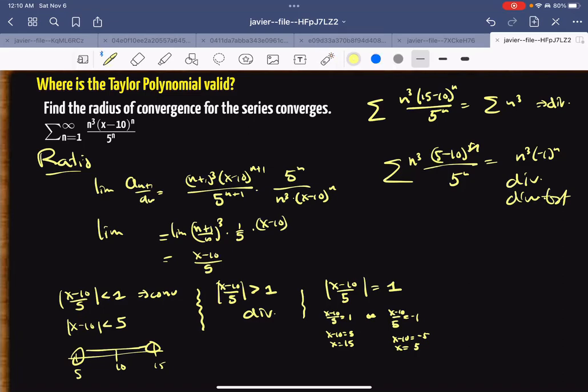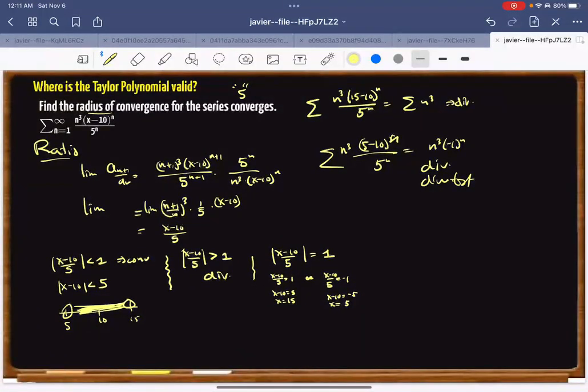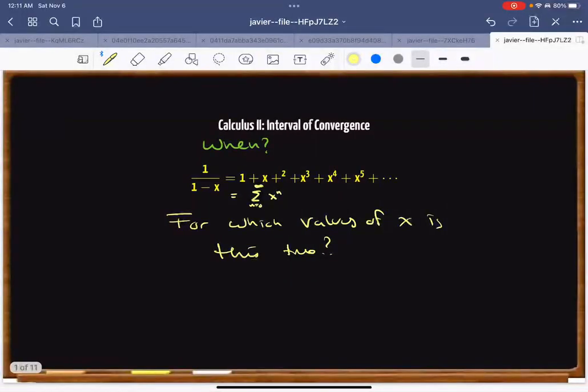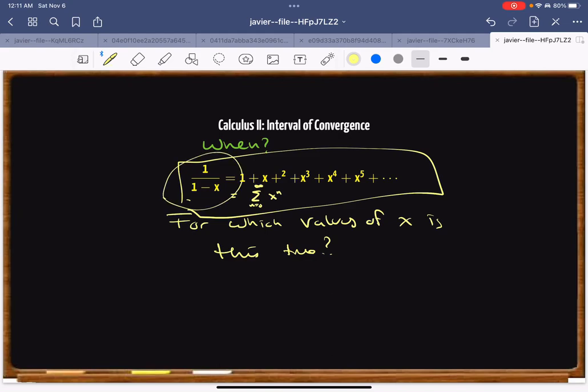And so the radius of convergence is 5. If somebody asks what's the interval of convergence, well, the interval would be just this interval from 5 to 15, not including the endpoints. All right, I think that'll do it for now. This is how you answer the question, for which values of x does the series converge? And again, this question is related to understanding for which values of x is this connection valid between the non-polynomial-looking function and the polynomial function.